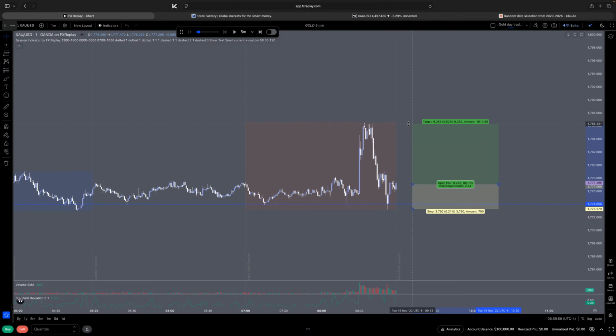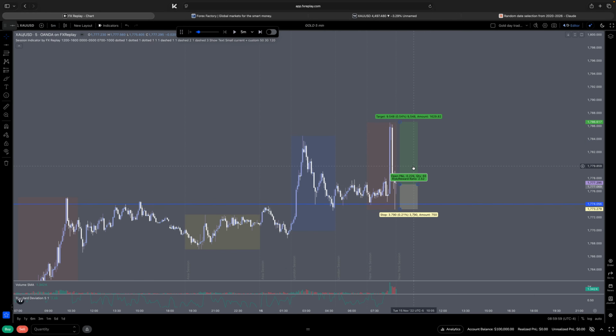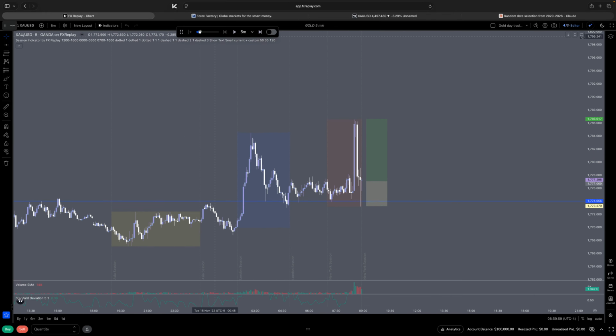But let's not get distracted. This is not the setup, because we're sticking to the 5 minute and above only. But I'm pretty sure this is going to hit, so let's just leave it on because I'm curious. And you know what? Let's do one candle at a time.